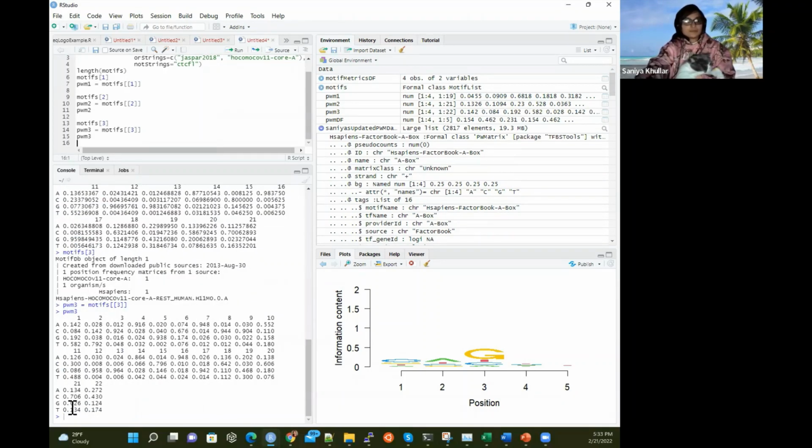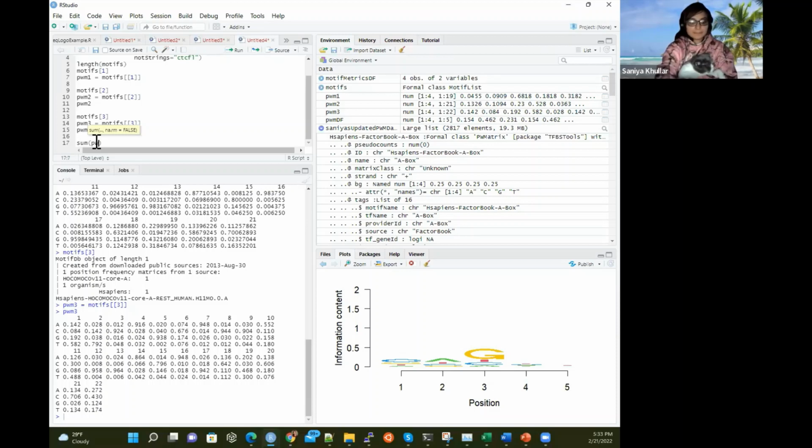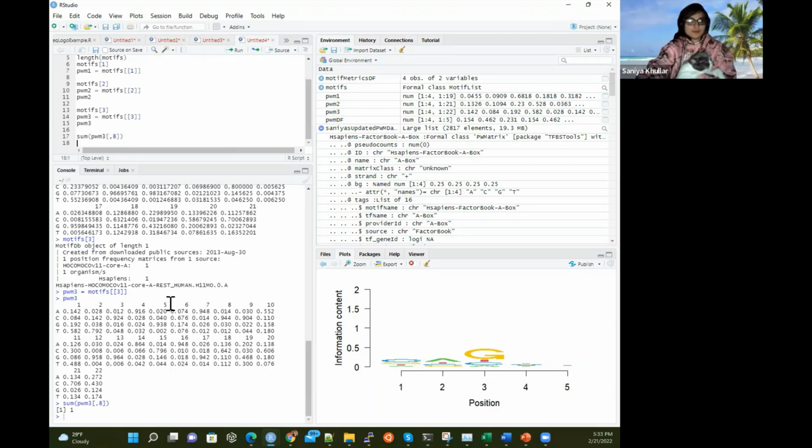So this is 22. And this is a good position: 7th position, 94.8% chance of an A being in the 7th position of the motif. But here the width is 22. And again, all the columns sum to 1. So if I took the sum of, let's say, PWM 3, if I just wanted to sum the 8th column, for instance, it would be 1. The 8th column would be this.